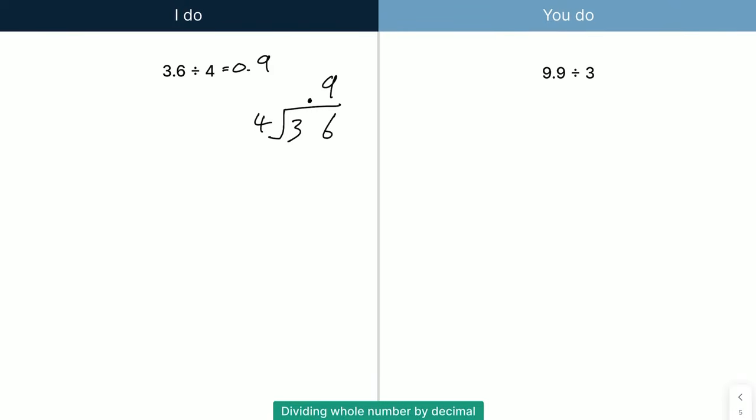Again, hopefully you've pressed pause and had a go at the example on the right. We're going to use the same bus stop method. We have 9.9. So how many times does 3 go into 9? Well, the answer there is 3. We then look at the next thing, and the next thing here is a decimal point. So we can pull that decimal point up, so that decimal point goes there. And we can just basically rub it off here. And then we have the 9 left. So how many times does 3 go into this 9? That would also be 3. So the answer here is 3.3.